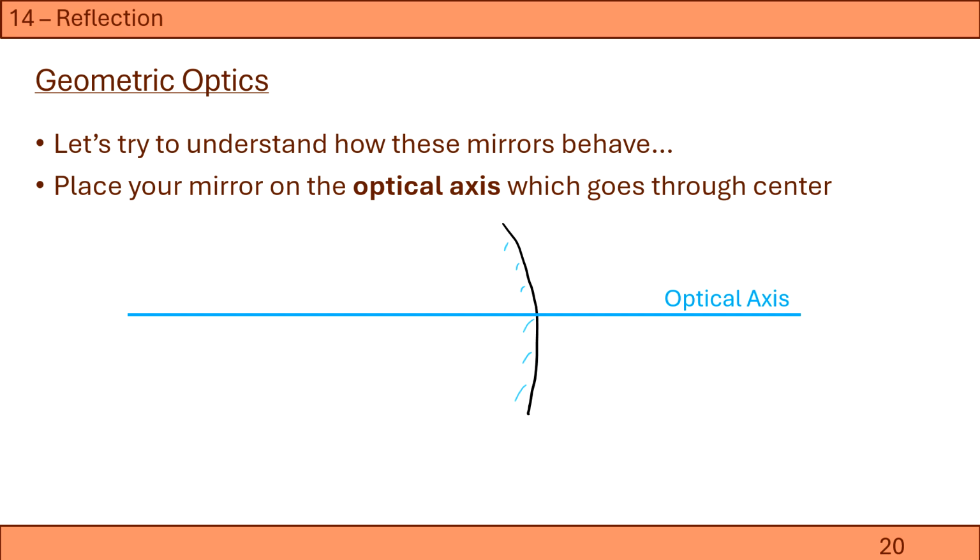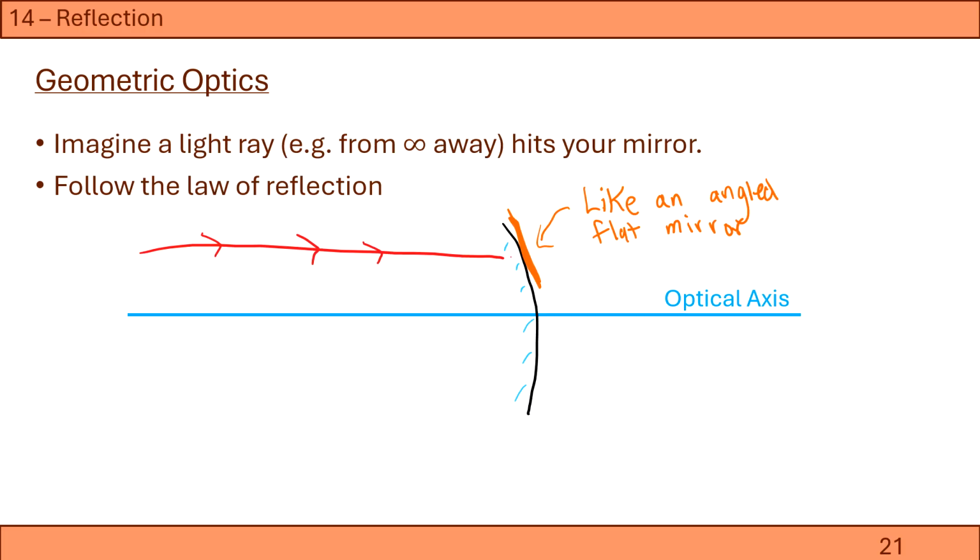So now let's try to understand how these mirrors behave. And to do this, we're going to have this concept of an optical axis. So we'll have a mirror, and we're going to draw a line perfectly straight through the mirror, straight down the middle, and this is what we'll call the optical axis. We're going to use this to think about how light is going to hit the mirror and then reflect as it goes around. So let's first think of a light ray that's infinitely far away from the mirror. Okay, it's really, really far.